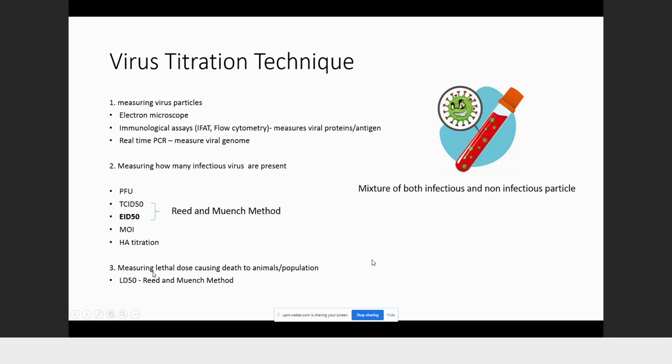You have also another method to measure the lethal dose that causes death to animals or a population. For TCID50, EID50, and LD50, you can use a method known as the Reed and Muench method, where you need to use a formula in order to determine the concentration of your virus. For the purpose of today's practical, I will only cover egg infectious dose, EID50.